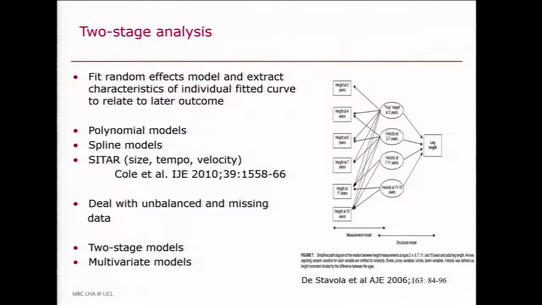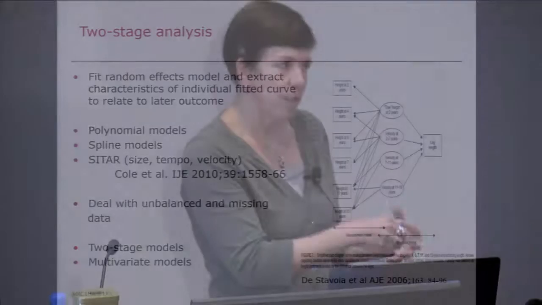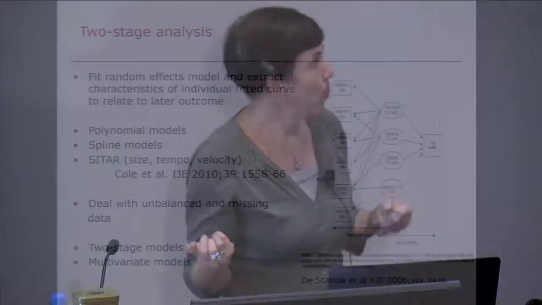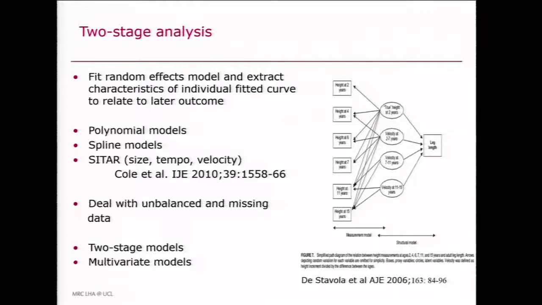Now, I've called these two-stage analyses because generally it's done in two stages. There's a multi-level model with the extraction of those coefficients for each individual, and then a second model relates them to the health outcome. However, as you can see in the example here, there are multivariate models where you can actually do these two things together, which are becoming more popular. So various things that you can do to fit your models to the growth measures: polynomial models, spline models, SITAR, and I'm going to give examples of those in a minute.